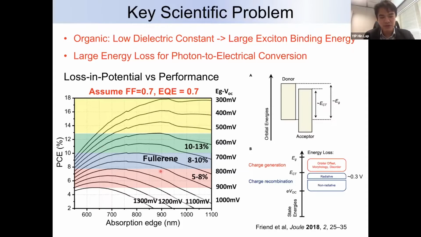Previously, when we used fullerene as the acceptor material, we did see quite a large energy loss during the charge generation process. But recently, we have some new development on the non-fullerene acceptor, allowing us to further reduce this loss. This is also the origin of the increase of the performance in the past couple of years.